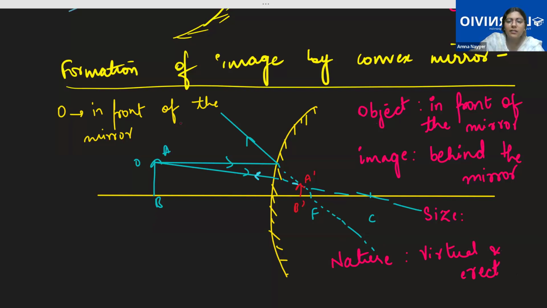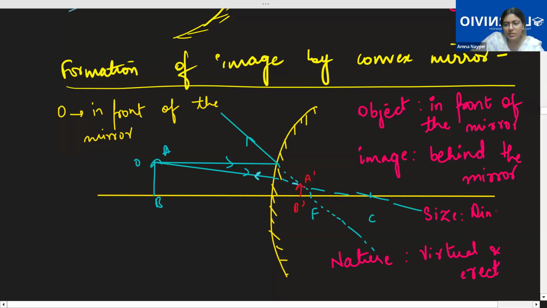Yes, Aisha. Aisha, answer. Diminished. Yes, diminished. If you all know, why don't you answer then? Correct, Aisha. See, you can clearly see the object is greater, the image is formed lesser, so this is diminished.